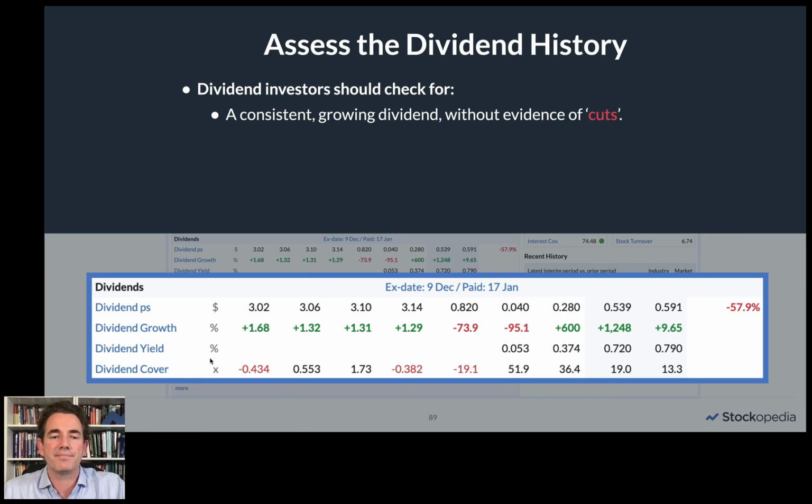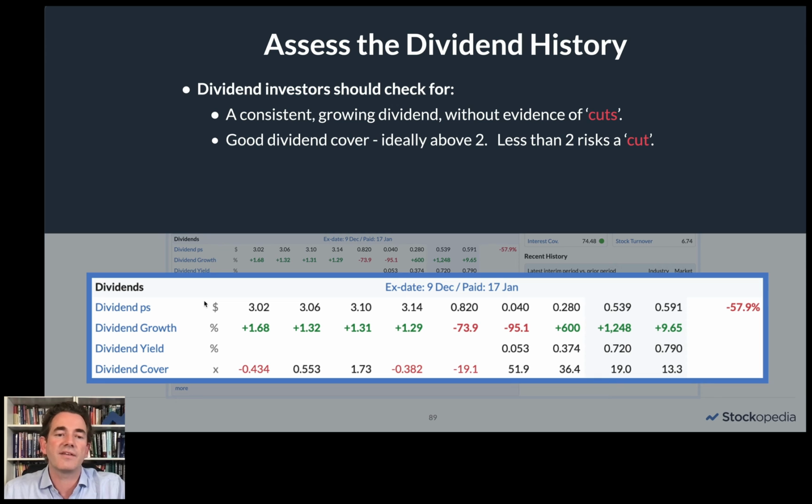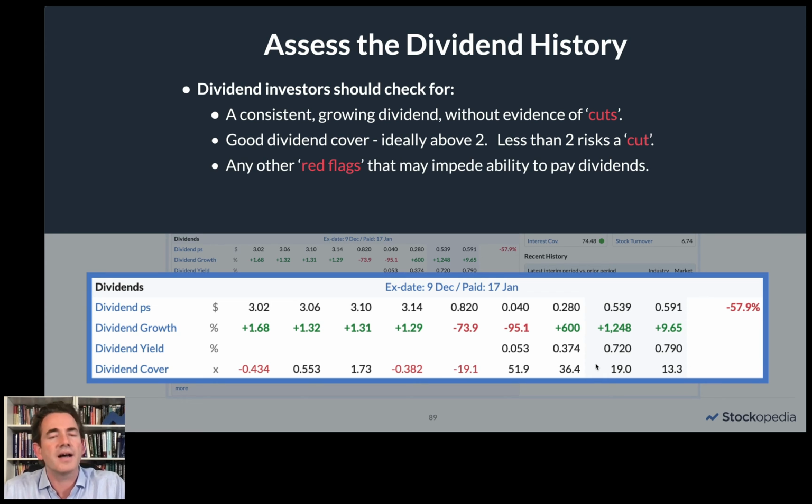And the other thing to look at is the cover. Dividend cover is how much the dividend payout is covered by earnings. And it's always a sign that a cut may be pending if the dividend cover drops lower than 1. So I put the wrong thing on the slide. I should say less than 1 risks a cut, which I'll repair before sending you the slides. But generally, you can see here that the dividend cover for Occidental Petroleum was very low up to the pandemic, and then it did cut its dividend. So that's something to beware of. Any other red flags may also impede the ability to pay dividends. So bear those in mind too.